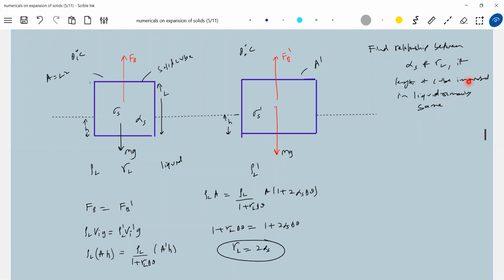Length of cube immersed. Getting it now? We do get several conditions, so I suggest you draw the appropriate diagram; no need to go for exact. Now you tell me, for the volume immersed not to change, what is the condition? Gamma L should be equal to gamma S, that is 3 alpha S. I can put any conditions here. Just try to go through it.